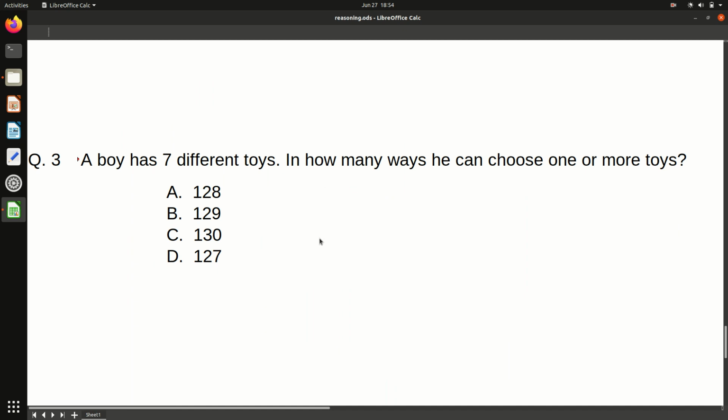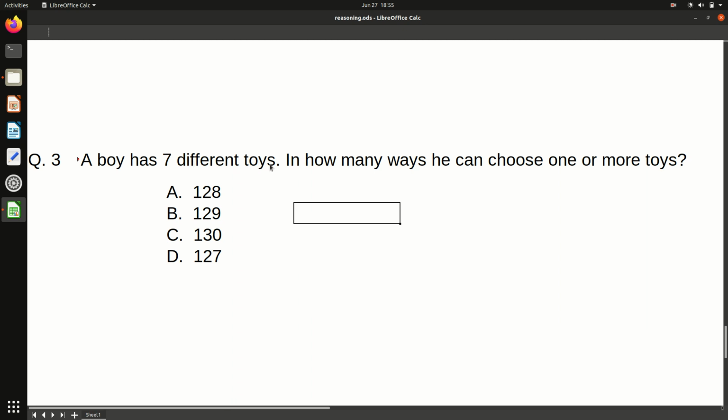So you can pause the video and you can try. Okay, so it is given: a boy has 7 different toys. In how many ways can he choose one or more toys? I think we have solved this question in standard 11 or 12. So see, this is a basic permutation combination question.